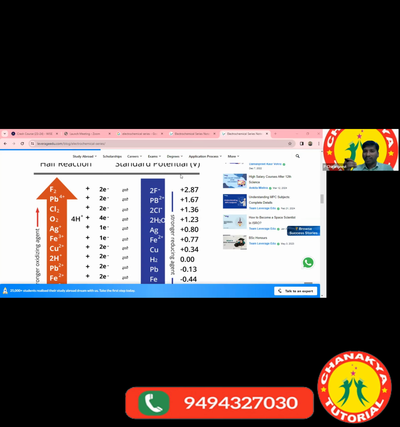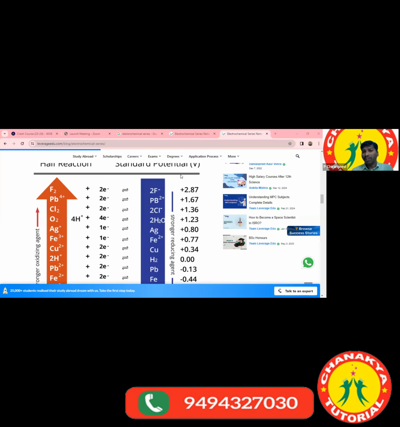Whenever metals are placed in the electrolytic solution, we get some potential energy difference between the electrolyte and the electrode. That potential difference is what we call the electrode potential. Every metal has some potential value, and every non-metal also has some potential value. Generally we call these reduction potential values.